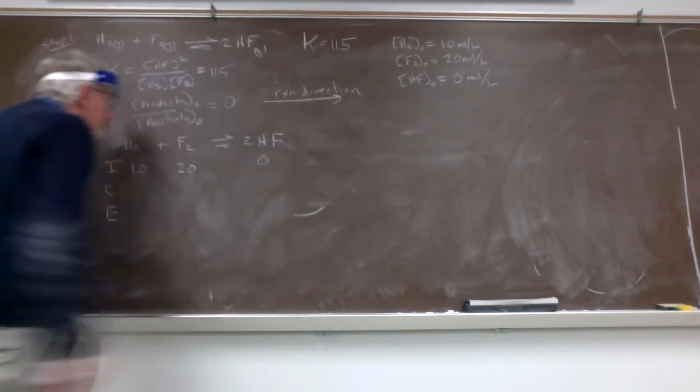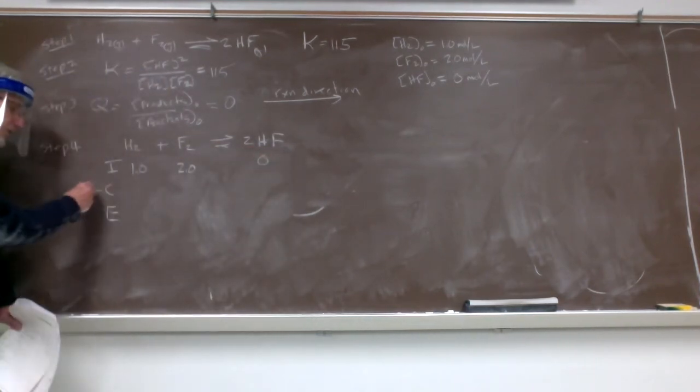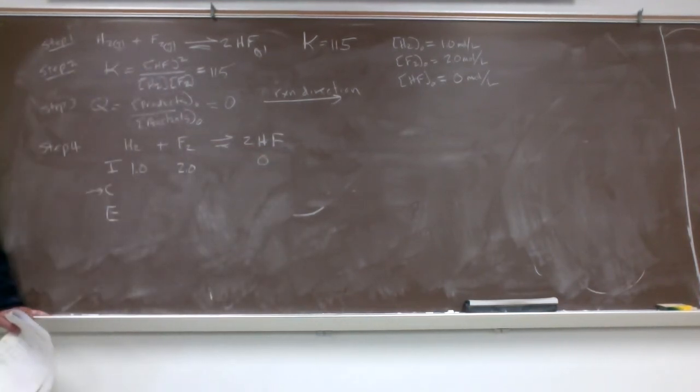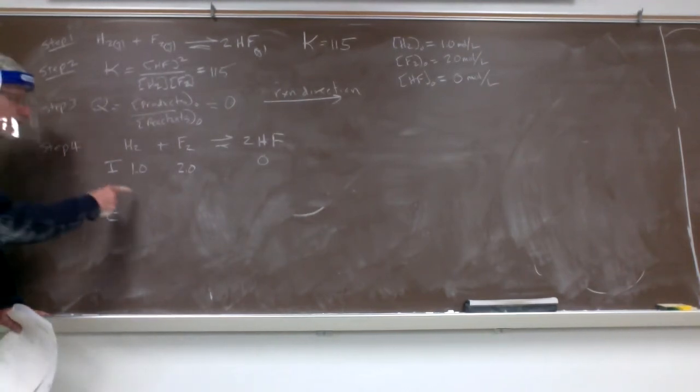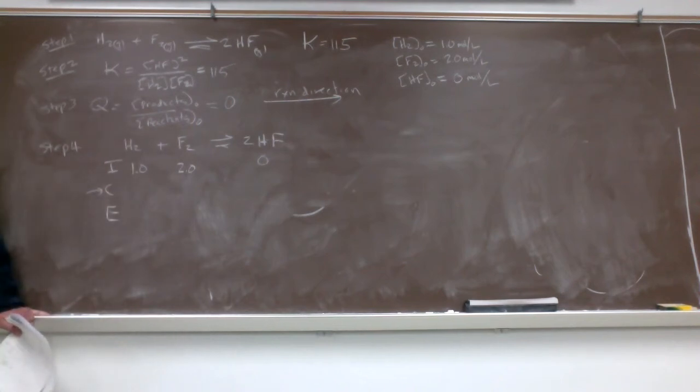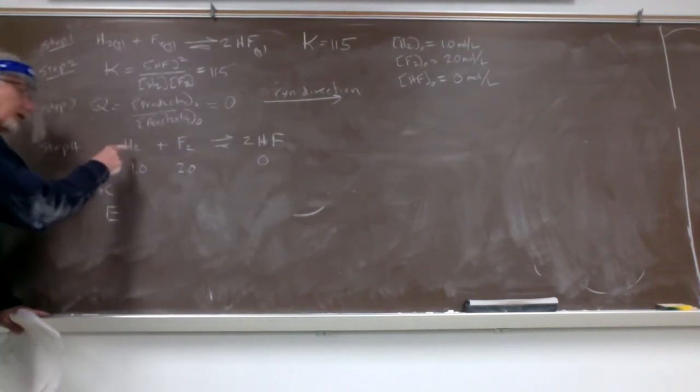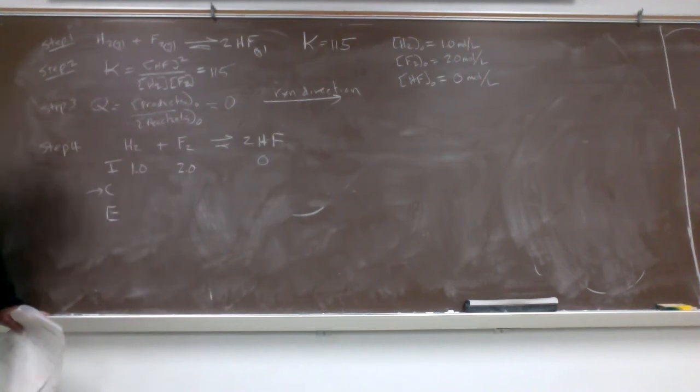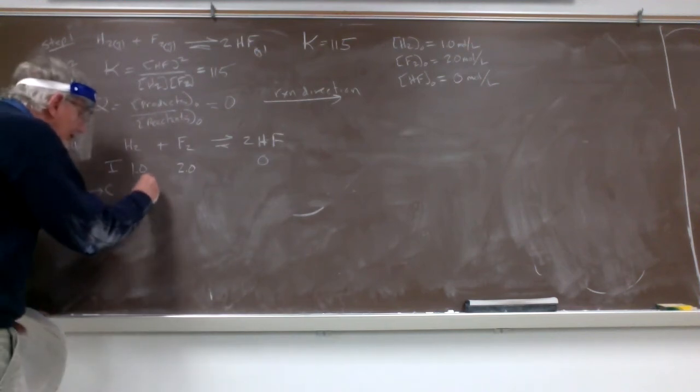Okay. What does the C stand for? The changes in concentrations that have to occur for the system to get to equilibrium. So what is the change in hydrogen going to be? Is the hydrogen concentration going to decrease as it moves towards equilibrium or increase? It has to decrease, right? Because it's going towards product, so we're going to have to consume hydrogen. How much hydrogen is going to be consumed?